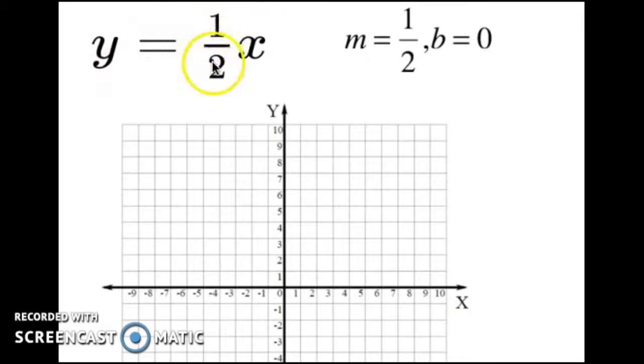So the number in front of x is my m, or my slope. What's being added or subtracted is my y-intercept. There's nothing being added there, so my y-intercept is 0. So I'm going to start at 0, 0. So then the slope says I go up 1 over 2, since it's positive. So up 1 to the right 2. And then I make a line connecting them, and that would be my line.